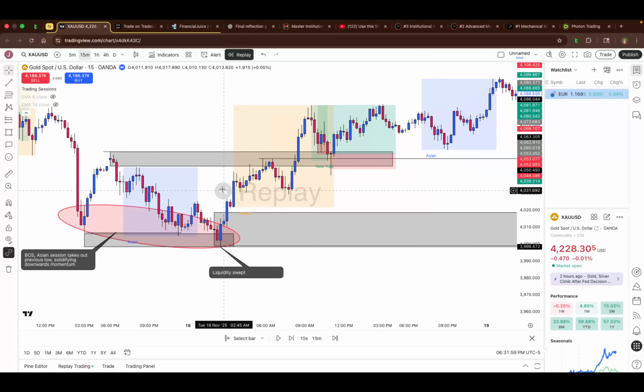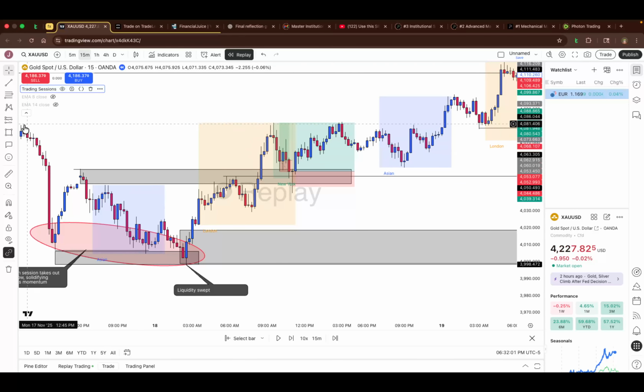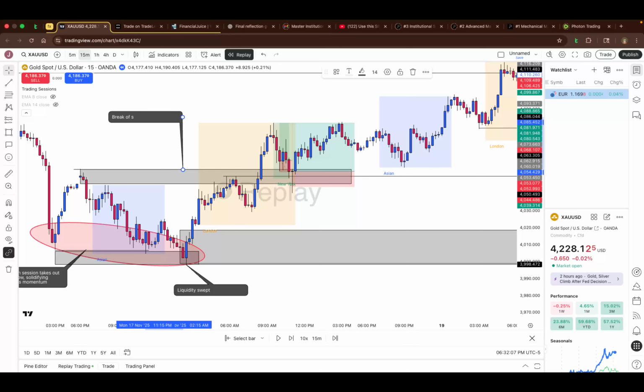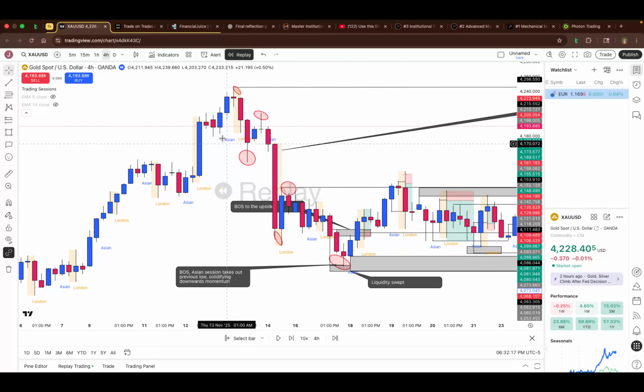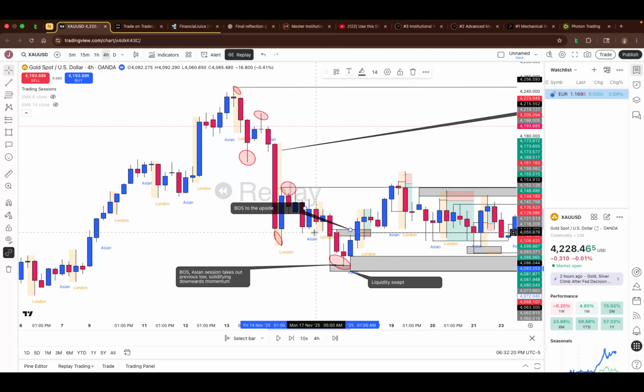We see London session, price now break structure. We now see an internal break of structure, BOS to the upside. And again, on the 4 hour, we do understand that price is still in a downtrend. So now we're looking for price to just pull back, break structure to the upside, looking for a pullback before rally, or rally down, as we are still ranging downwards.